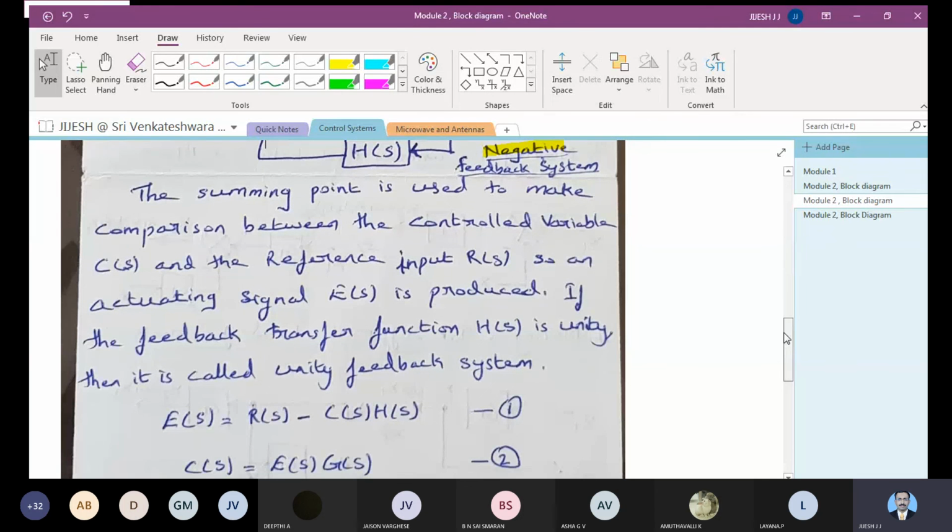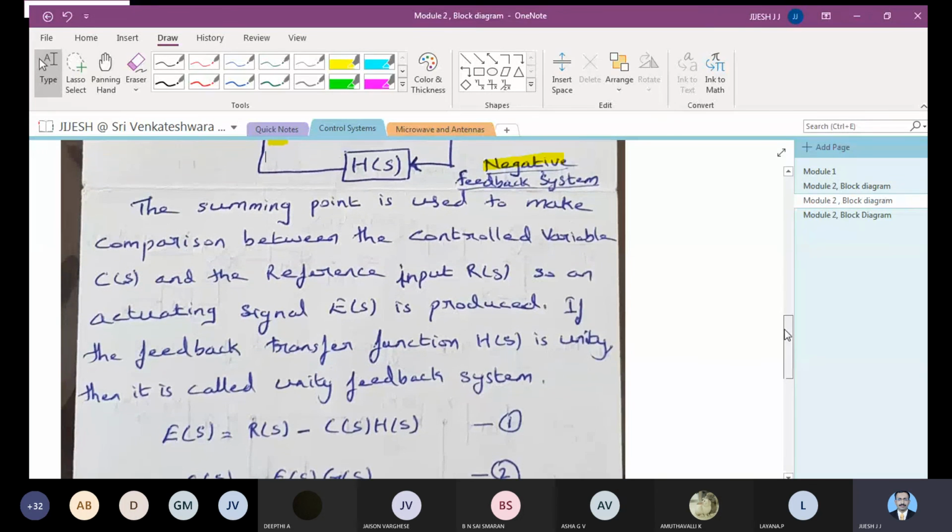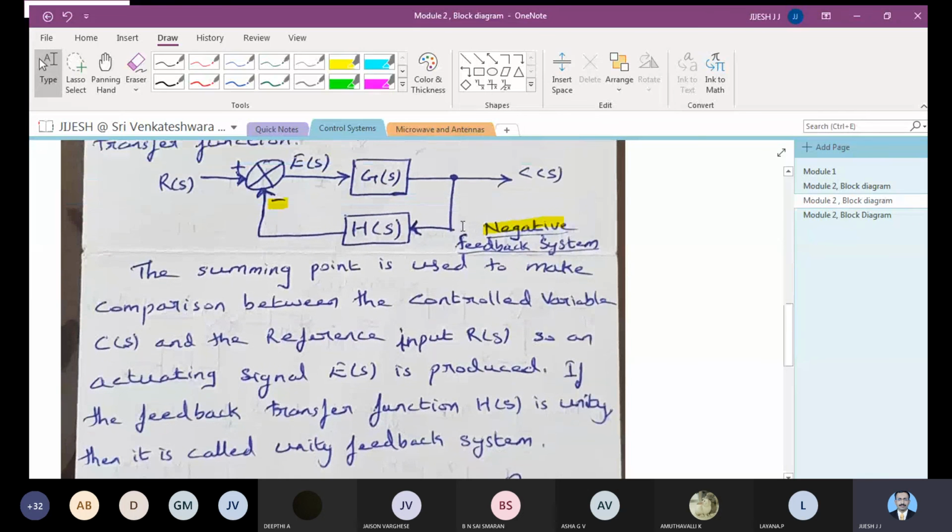Student: It should be output minus input, no sir? We have not come to the transfer function. We are writing just the equation for E of S, that's all. We have not arrived at the transfer function yet. So in the equation for E of S, R of S is positive and this is negative. So R of S minus C of S into H of S you should give because it is a negative feedback, and that will be given as E of S. It is an equation for E of S. You can put that as equation number 1.